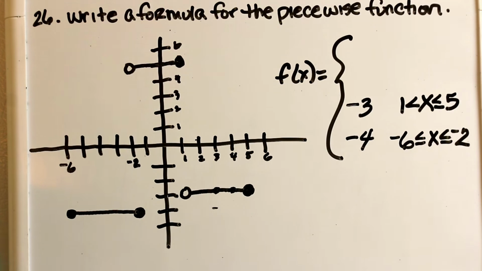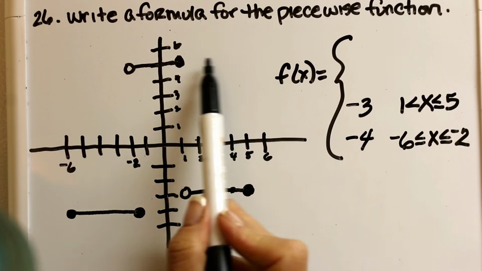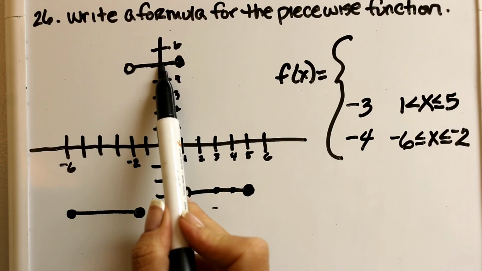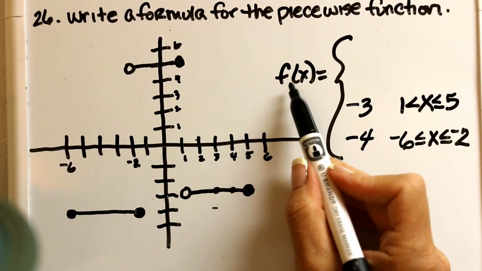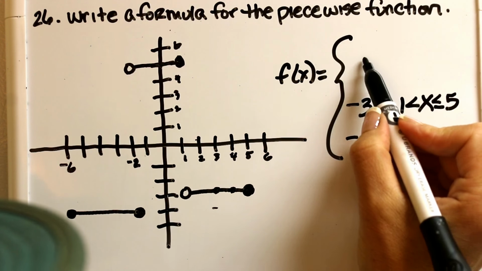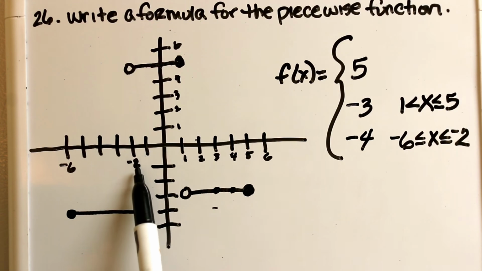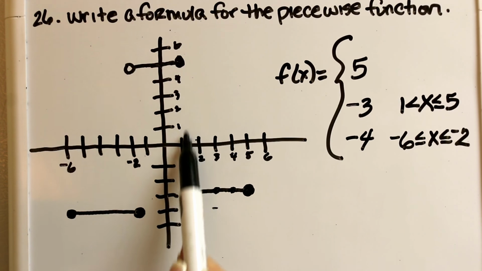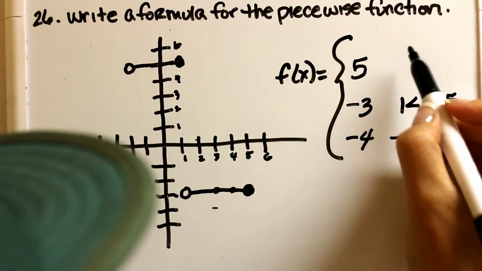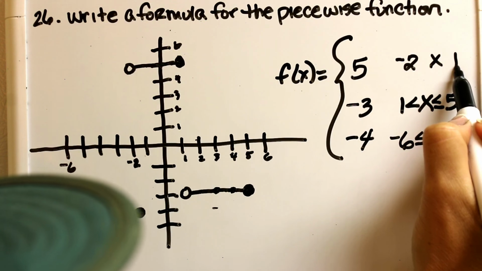For our last one, this line, if it were extended, you can see crosses the y-axis at +5. So the equation or function would be f of x equals 5. However, we don't want the whole line. We only want the piece where the x values are from -2 all the way over to 1. So from -2 to 1.